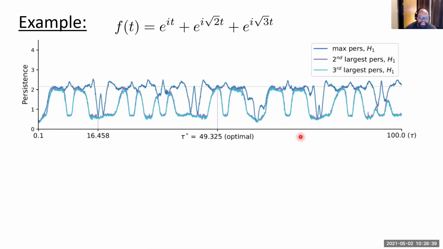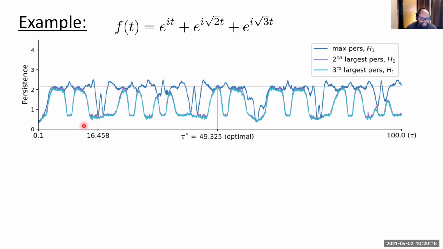So what I'm plotting here is how the persistence of the top 3 features in dimension 1 changes with your choice of tau. Again, the dark blue is the persistence of the most persistent feature in dimension 1. Purple is the second most persistent, and third is the third most persistent. I'm just recording how the persistence changes as you vary tau. And the 2 vertical lines are the 2 taus that I showed you a slide ago.